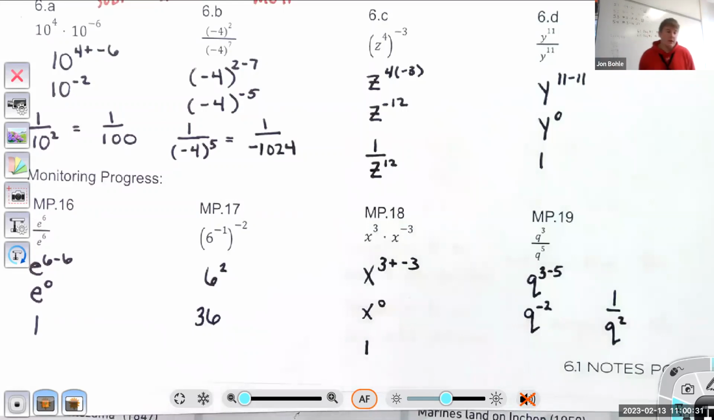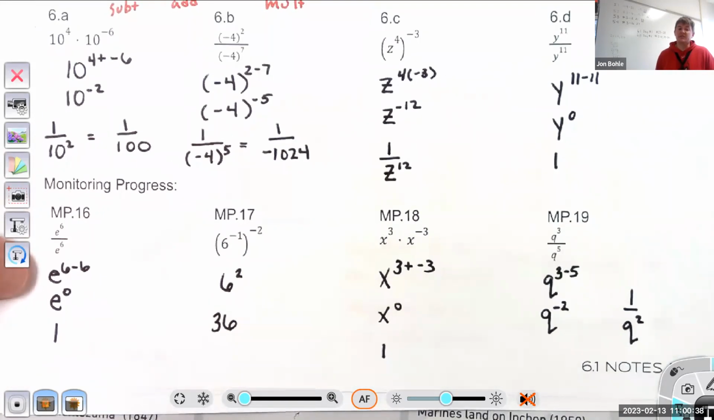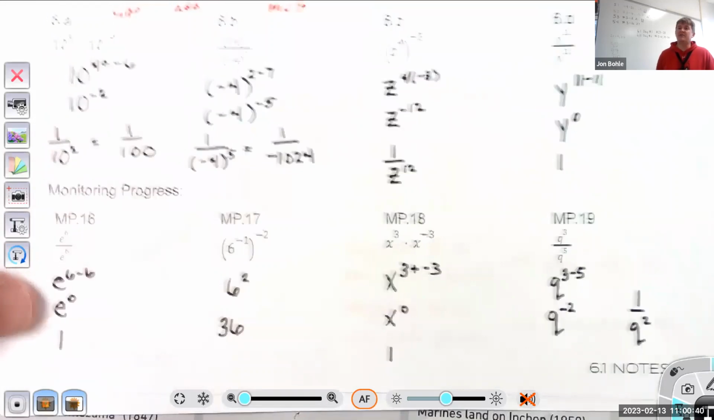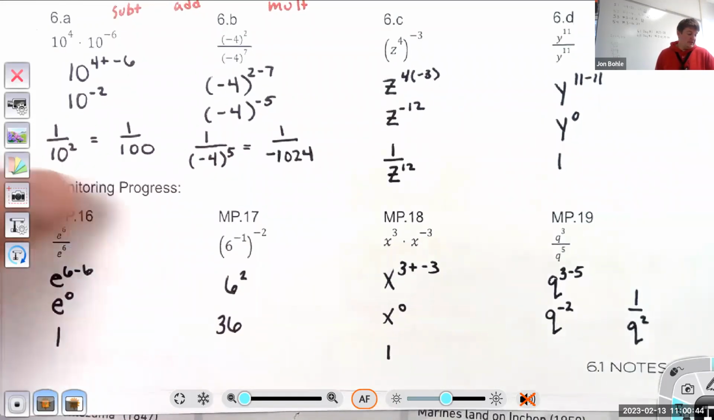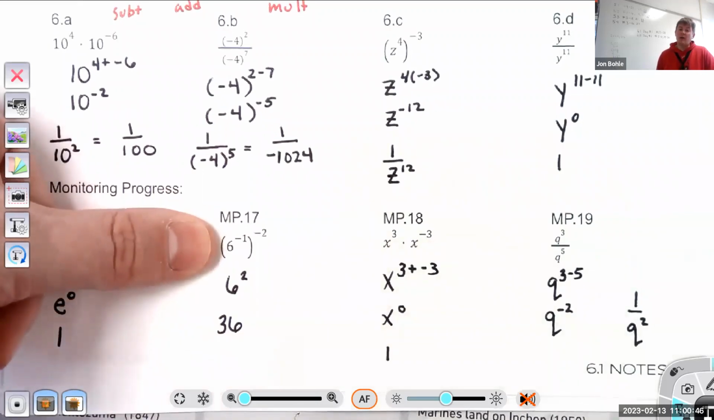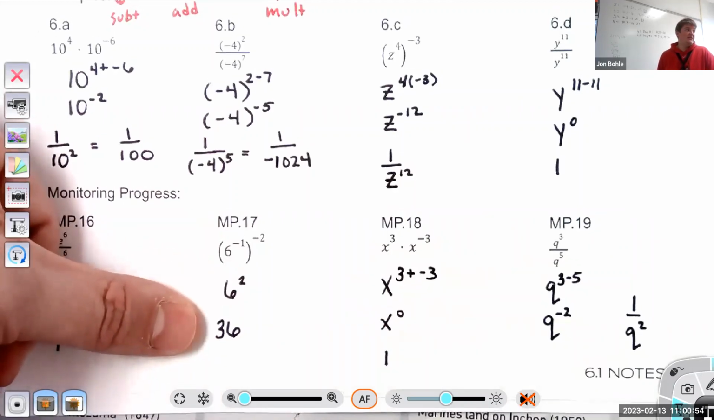So 16, I'm dividing. Since I'm dividing, I subtract my exponent. 6 minus 6 is 0. Anything to the 0 power is 1. 17, power to power, I multiply my exponents. Negative 2 times negative 1 is positive 2, so 6 to the positive second power. 6 times 6 is 36.